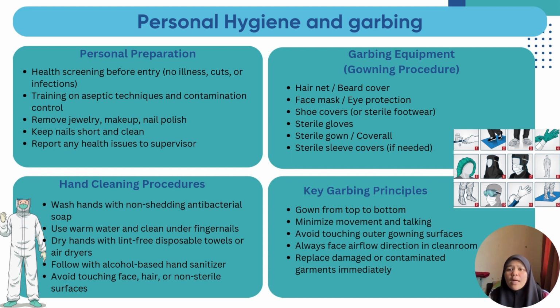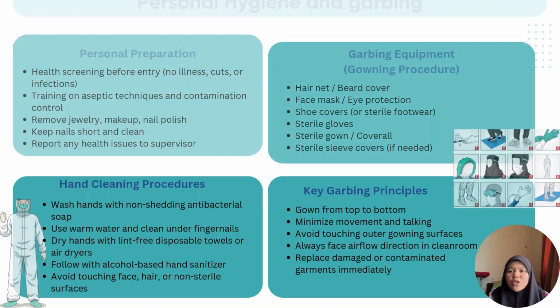Equally important are the core garbing principles: minimizing movement and conversation, avoiding contact with the outer surface of sterile garments, and always positioning oneself appropriately relative to the clean room airflow. Any damaged or potentially contaminated clothing should be replaced immediately. In summary, each step in this hygiene and garbing protocol contributes to maintaining a contamination-free environment, ensuring the safety of the final product, and upholding compliance with GMP regulations.